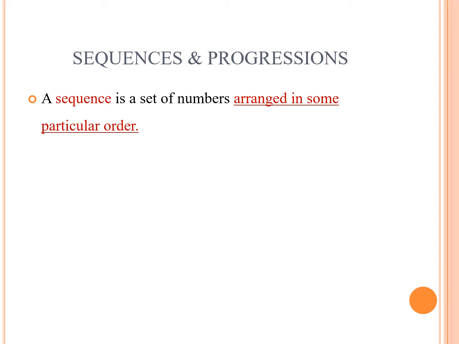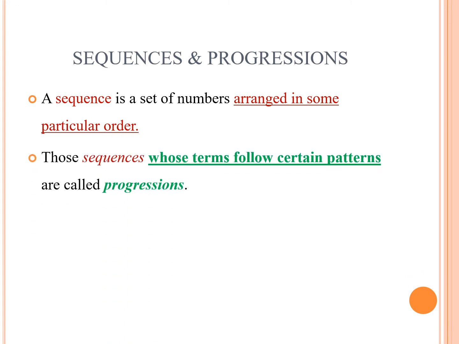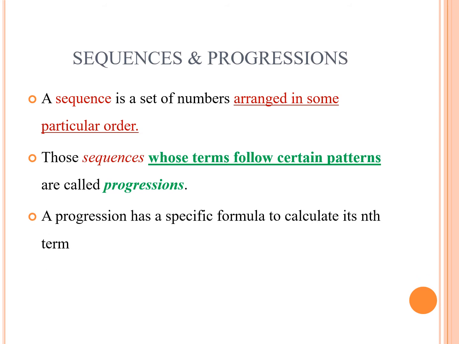A sequence is a set of numbers arranged in some particular order. Those sequences whose terms follow certain patterns are called progression. A progression has a specific formula to calculate its nth term.